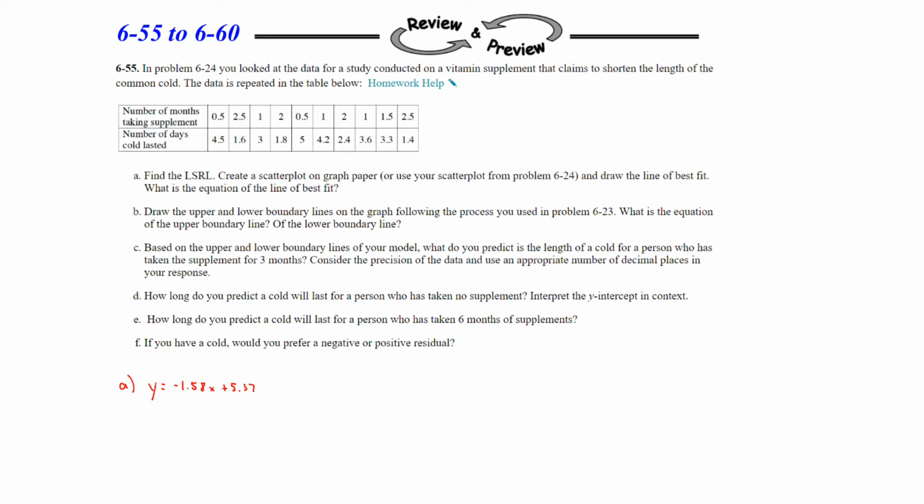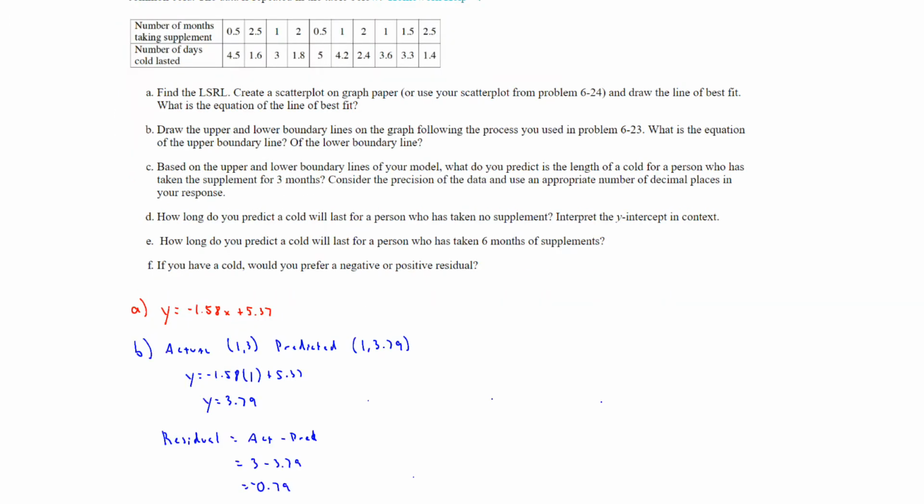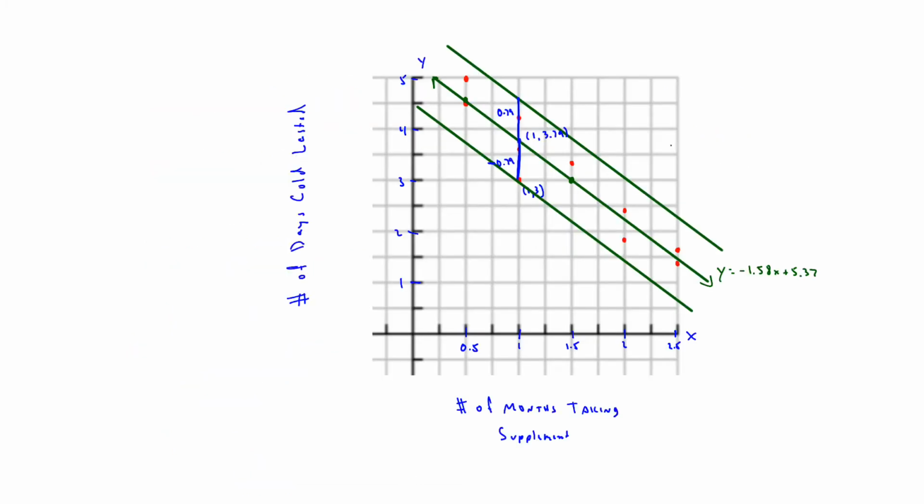Now B, draw the upper and lower boundary lines on the graph following the process you used in problem 6-23. What is the equation of the upper boundary line and then of the lower boundary line? So you might need to go back to question 6-23 to remember how to do upper and lower bound. To answer question B, I had to find the largest residual, and I chose the point 1,3. It looked like it was the farthest away from the least squares regression line.